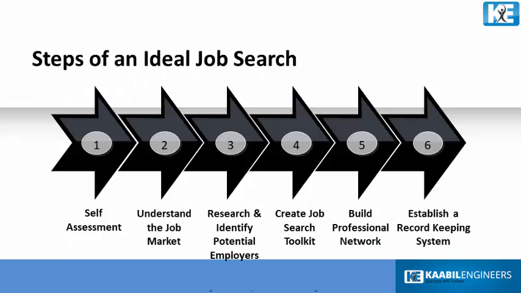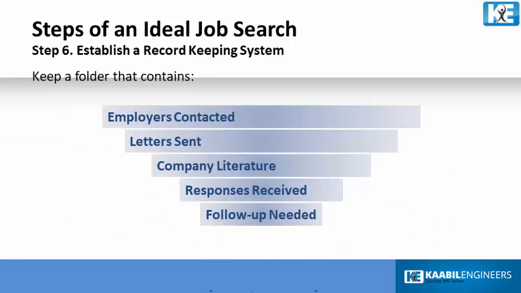If you see the last step, then establish a record keeping system that is normally available on these websites. So what you can have is that you can make an Excel sheet if you want, if you are not that much tech savvy, and employers contacted, letters sent, and what is the company literature that you have got, what are the responses that you have received, how much follow-up is needed, and you can add a few more, like what was the interview date, and you can even add what was the reason for rejection and what was the reason of selection. So you can have this kind of track record maintained in Excel and all these things.